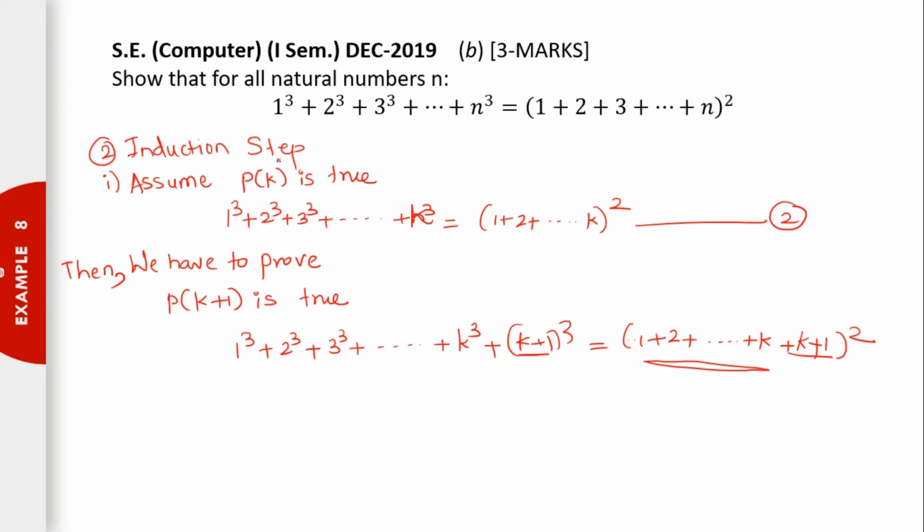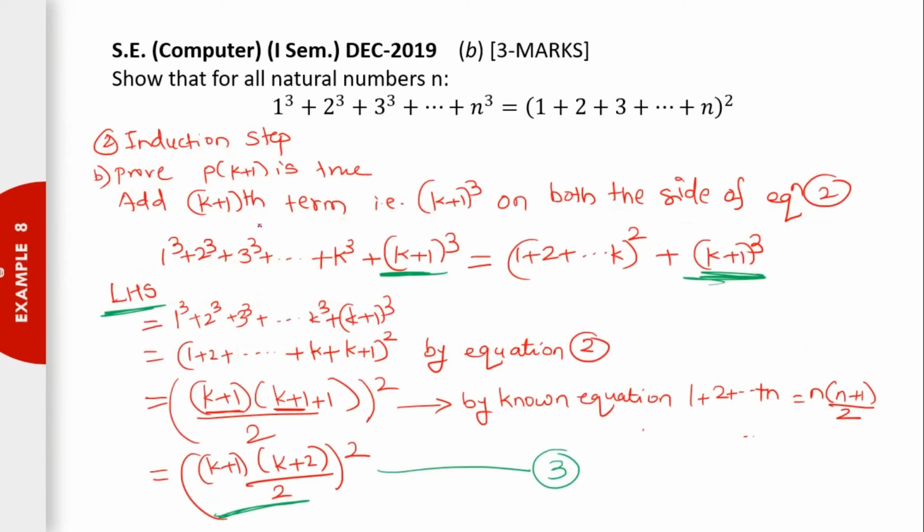Here first of all we will assume that P of k is true. Now we will write down this equation. Then what we have to prove? We have to prove that P of k plus 1 is true. When we are proving that P of k plus 1 is true, we will simply add the k plus 1th term to the above equation, the P of k equation. So we have added k plus 1 whole cube on both sides of this equation, because n cube is the element. We have just added this element, the nth term or k plus 1th term, on both sides. Now just solve LHS.